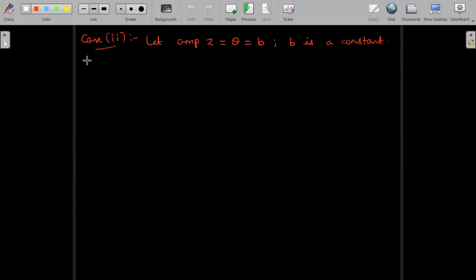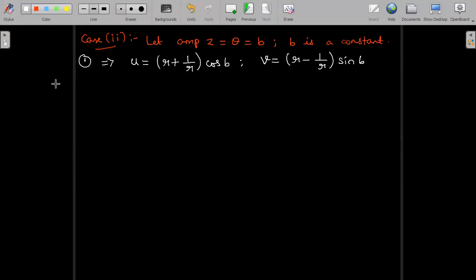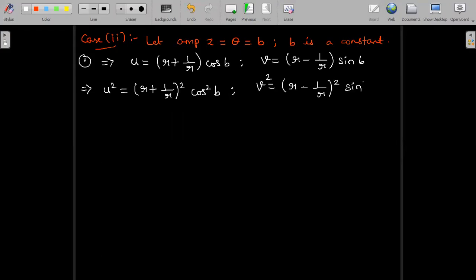So equation 1 implies u is equal to r plus 1 by r into cos b, and v is equal to r minus 1 by r into sin b. So we will square again. So u square will be equal to r plus 1 by r the whole square cos square b, and v square, we are squaring on both sides, is r minus 1 by r the whole square into sin square b.